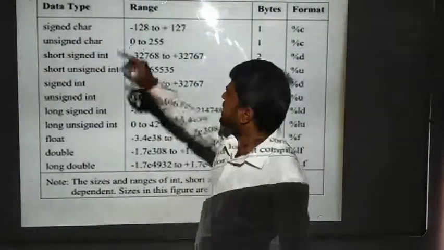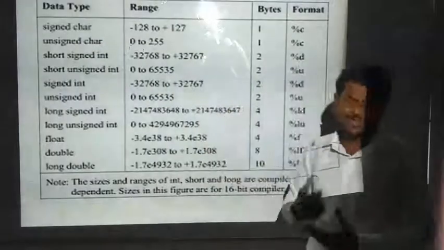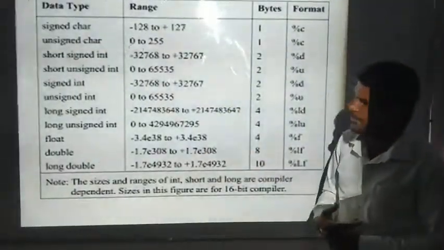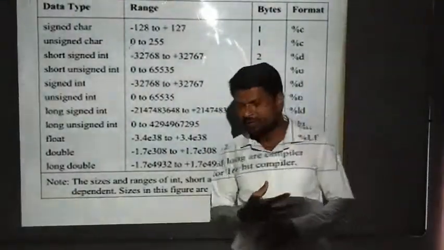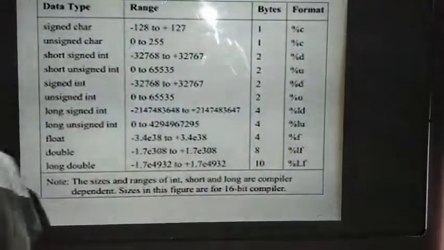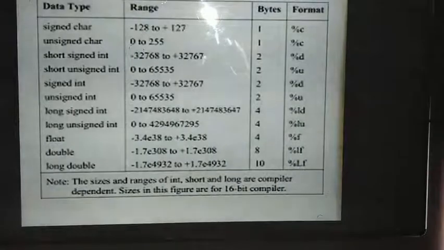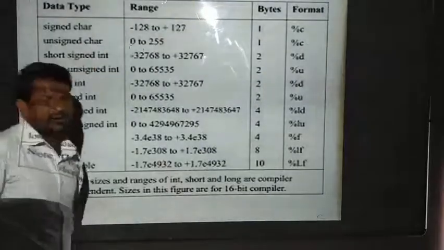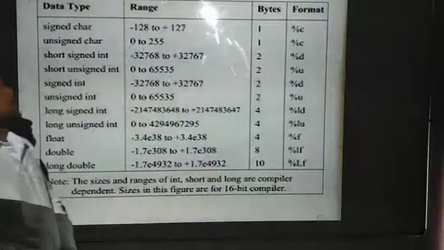What is the signed character range? Minus 128 to 127. The value is the range. Okay. Unsigned character means what? 0 to 255.